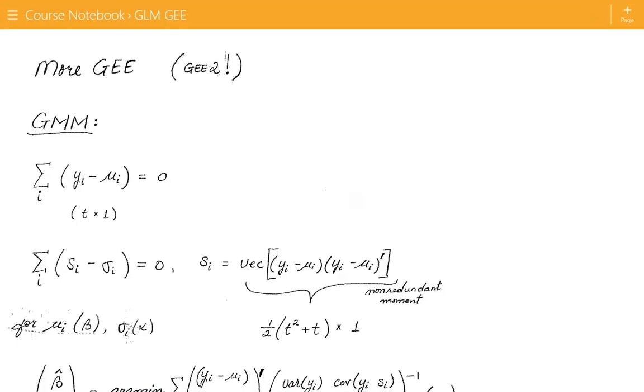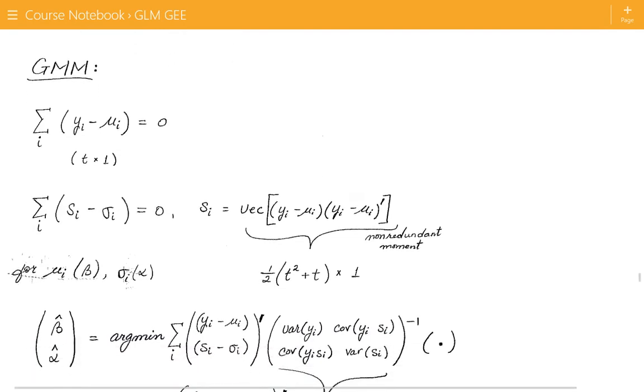Okay, welcome to the fourth session of the Generalized Linear Models lecture, and here we're going to look at a more complex approach to the generalized estimating equations. We're going to do this by simply adding more moments. At first we were looking at the first moments of y minus the mean across the t means of the t random variables of the outcome variables of interest.